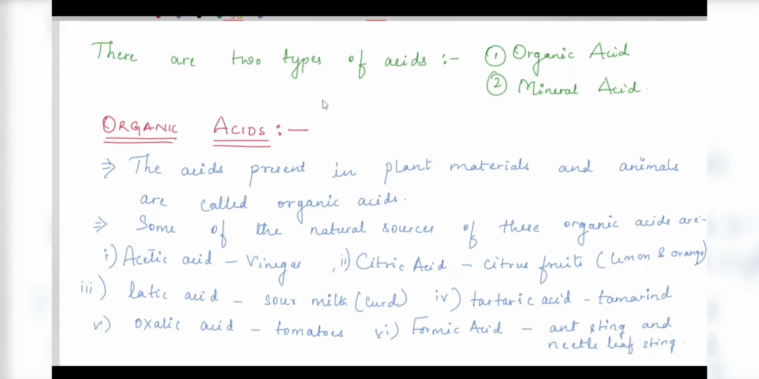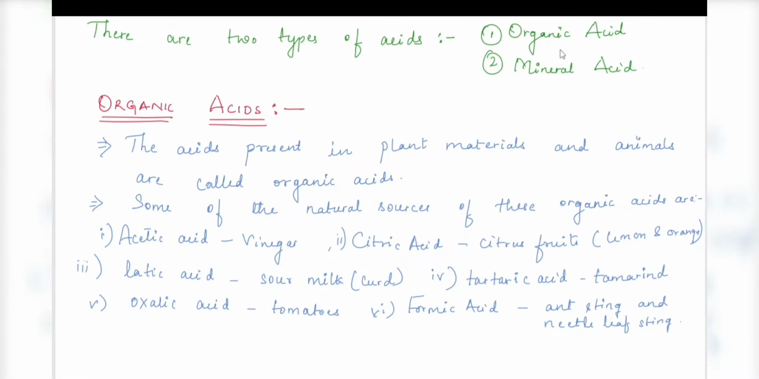Now let us see the two types of acids. So acids can be categorized into two types based on their origin. One is organic acids and the other is mineral acids. So let us see what organic acids are. Acids which are present in plant materials and animals are called organic acids.